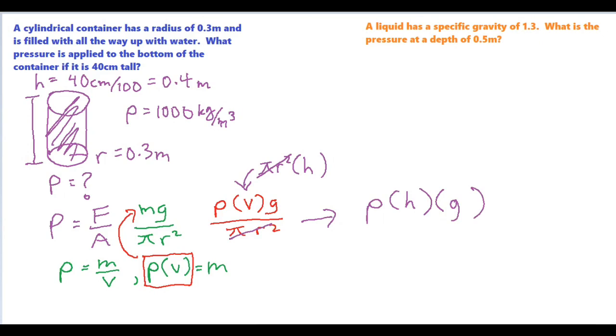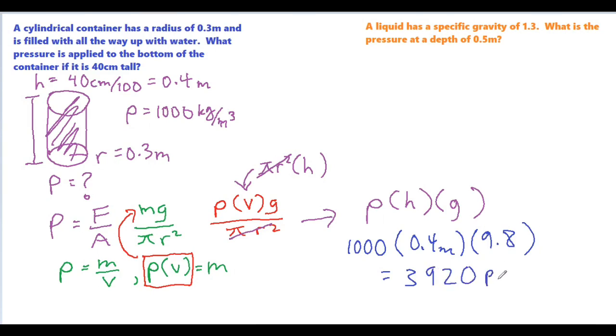And from there, we can simply plug in some numbers and easily solve for pressure. We know our rho for water is always 1,000. We know the height of the water is 0.4 meters, and we know the constant g is 9.8. If we take the product of those three, we get 3,920 pascals.